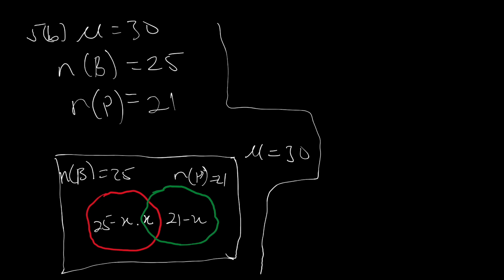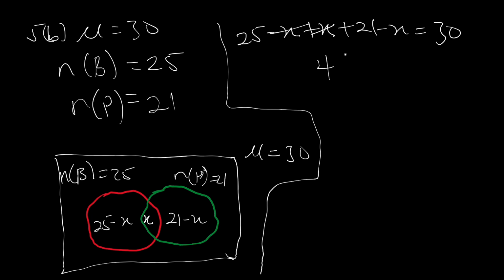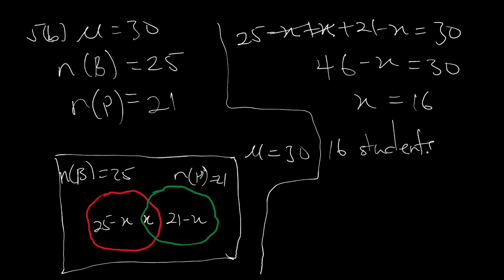Now, when we add everything in the square, it should be equal to the number of students in the class. So 25 minus X plus 21 minus X should be equal to 30. So X cancels X. 25 plus 21, we have 46 minus X should be equal to 30. So our X becomes 16. So we can say that 16 students study both biology and physics.